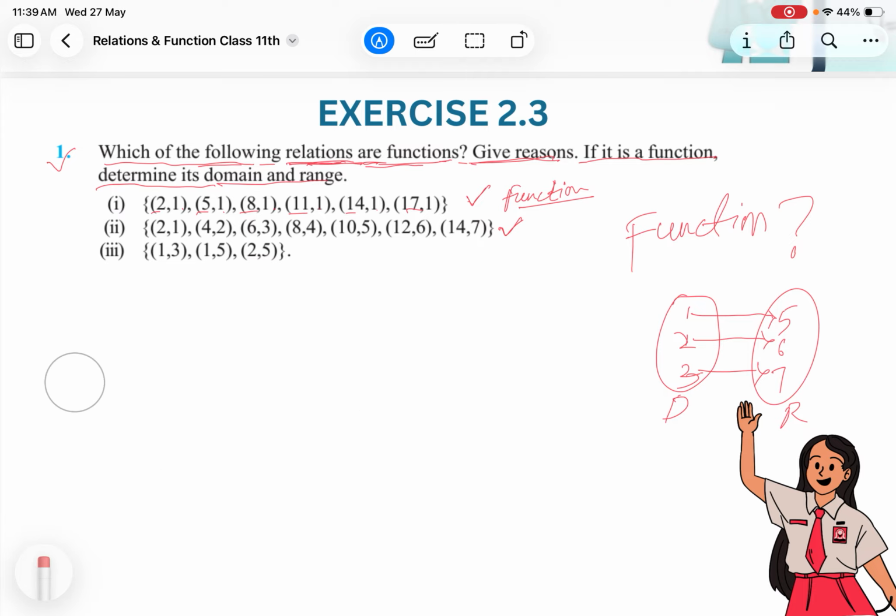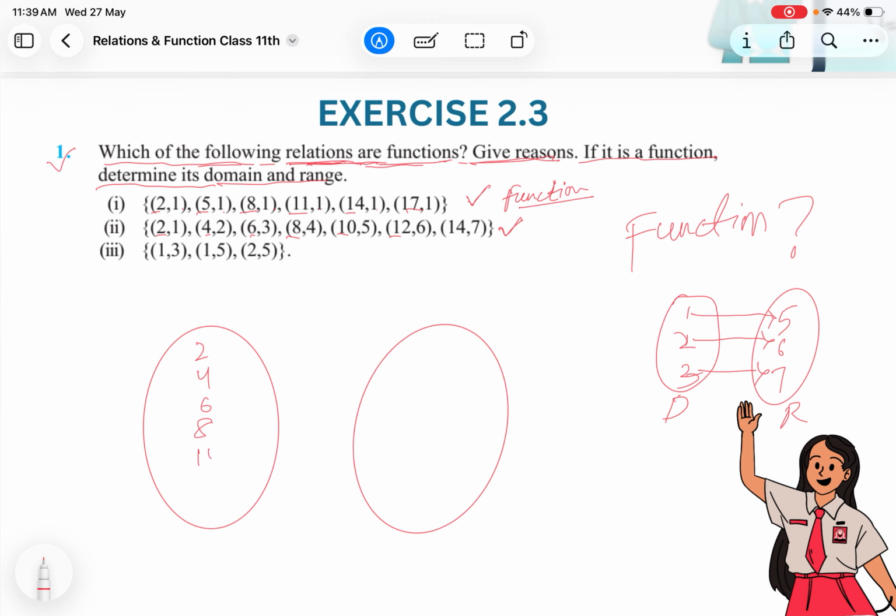Let me just clear everything. Okay, so let's make an arrow diagram here. Inputs: 2, 4, 6, 8, 10, 12, 14. Outputs: 1, 2, 3, 4, 5, 6, 7. So you see every input has an output.